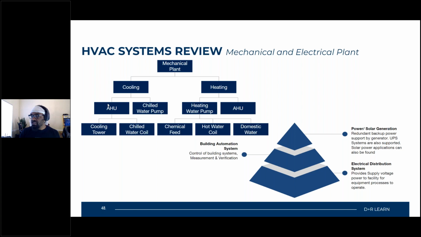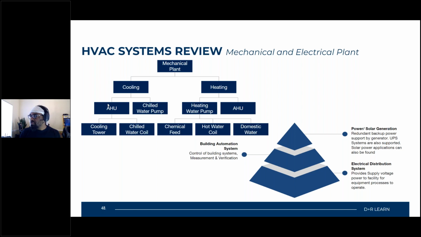Then from there, we covered the electrical side of the house as far as electrical plants. And we know that these electrical plants are going to provide the electricity required for the components in our mechanical plant to be operational. Some of those different systems range from your power solar generation to your electrical distribution systems and also your building automation systems.